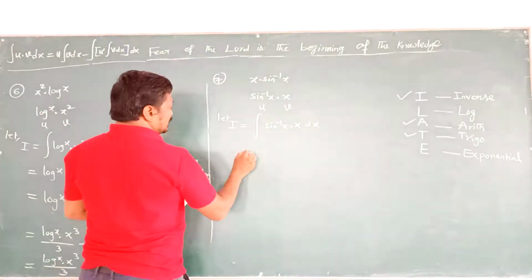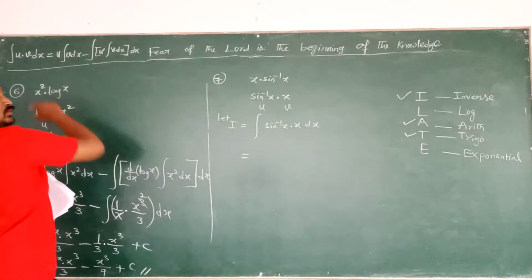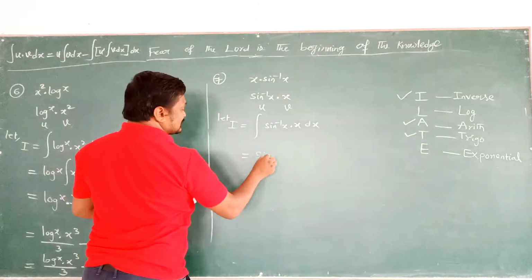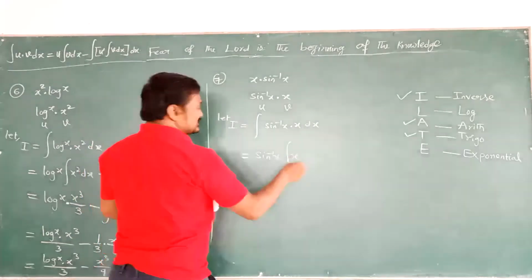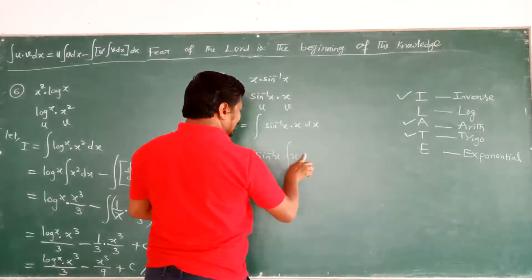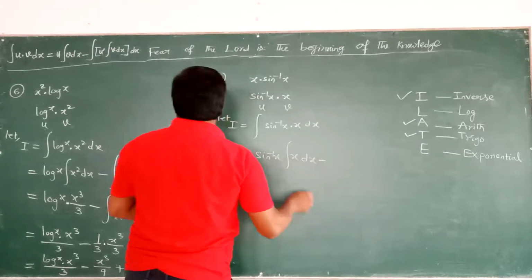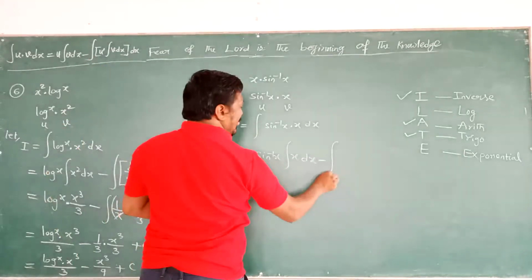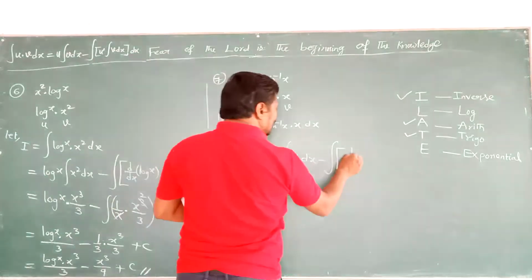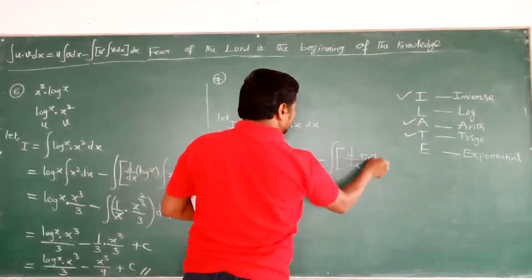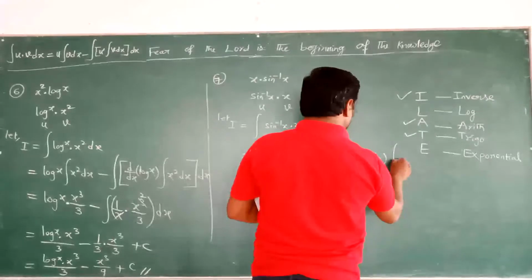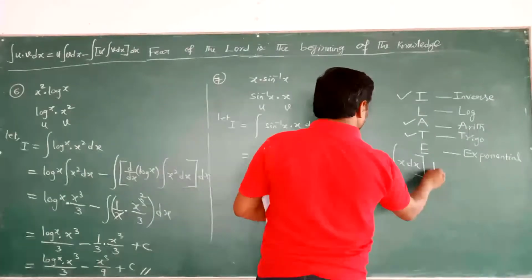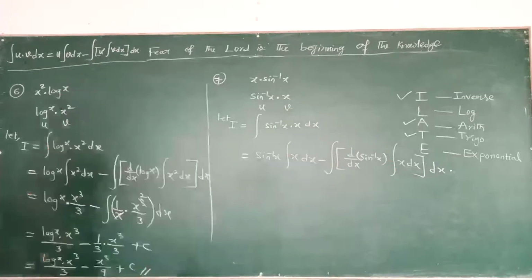Okay, so now that is equal to sine inverse x, then integral of v, which is nothing but x dx. So we'll write here x dx minus, next what is there, integral, bracket start, d by dx of u, which is nothing but sine inverse x, d by dx of sine inverse x, then integration of x dx into dx. Okay, now we have written what is d by dx of sine inverse x.